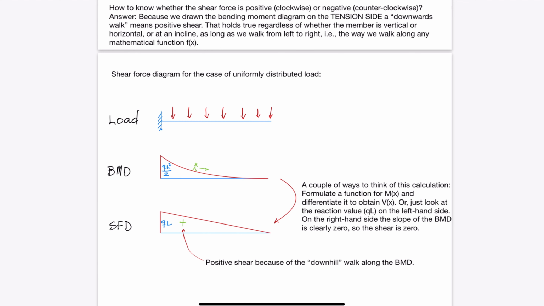Examples and other videos posted near this one will show how you go from the shear force diagram to the axial force diagram. That was not relevant in this video because the beams considered here did not experience axial force.